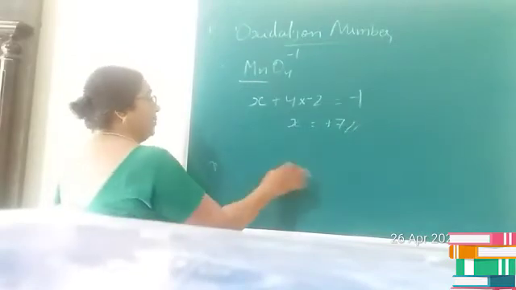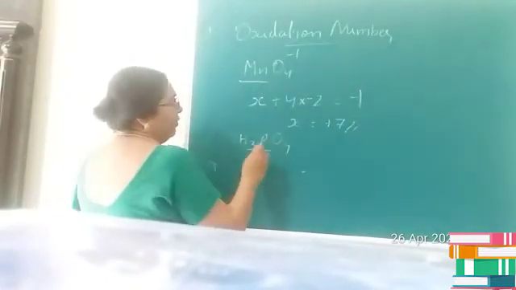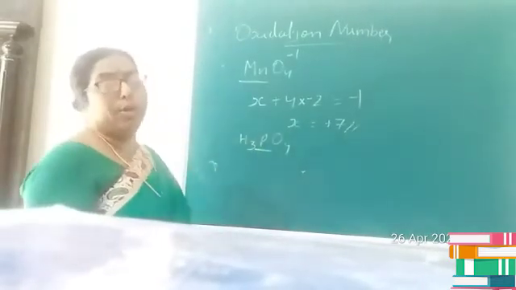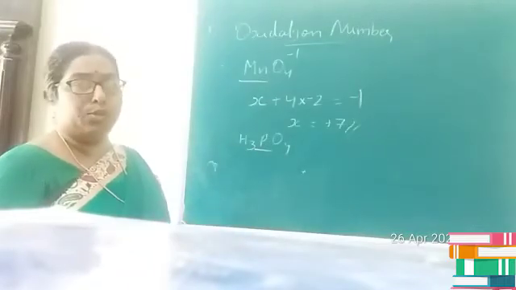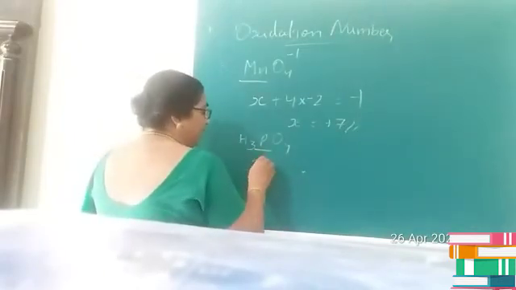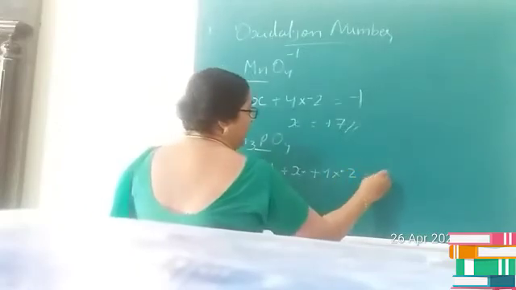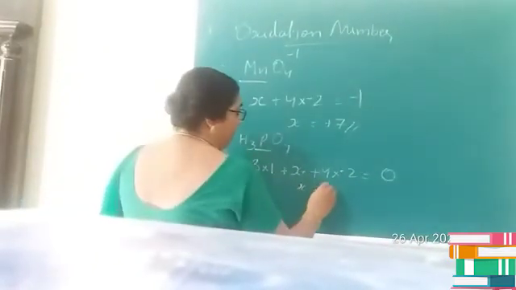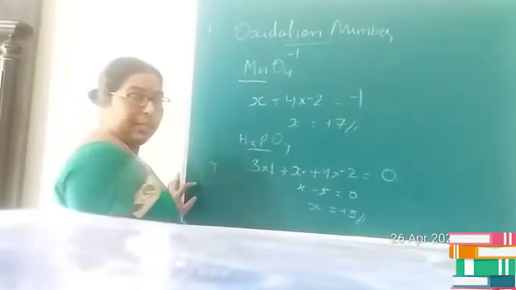Okay, children. Next, consider H3PO4, and we want to calculate the oxidation state of P. Now this is a neutral molecule, so the sum of the oxidation states should be equal to 0. So we can say that 3 into 1 plus X plus 4 into -2 is equal to 0. So X minus 5 is equal to 0, or X is equal to +5.